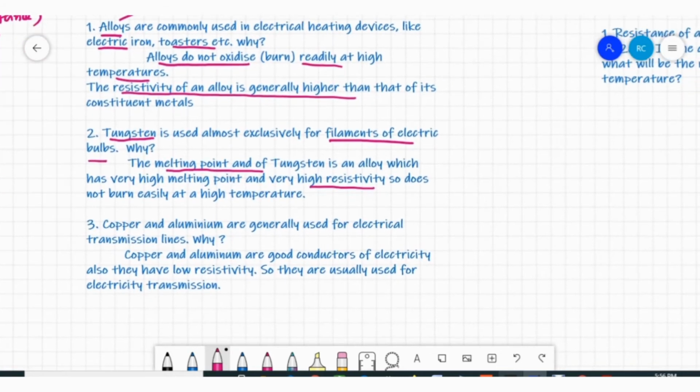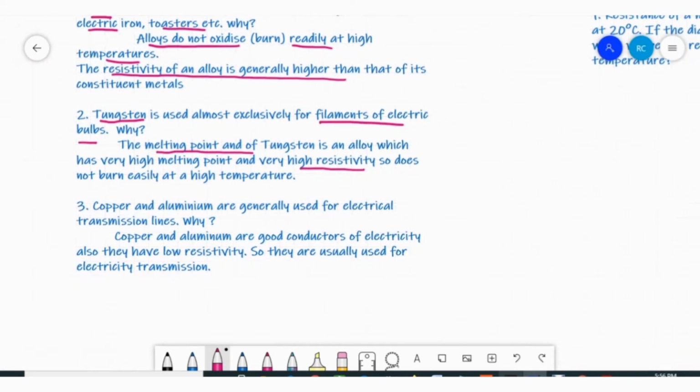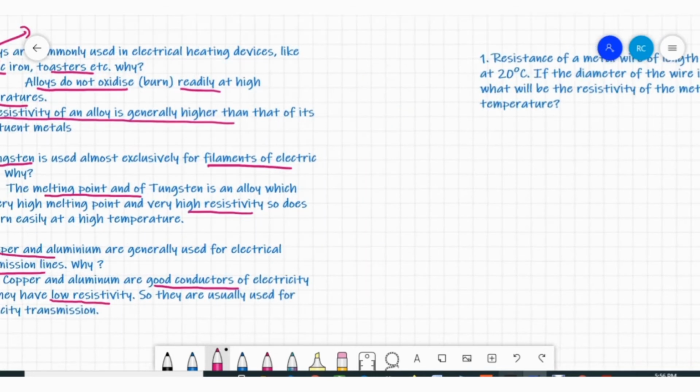And the third question is a very common question. Copper and aluminum are generally used for electrical transmission lines. Why? Because they are good conductors of electricity. They have very low resistivity. So that's why they are used for electricity transmission.